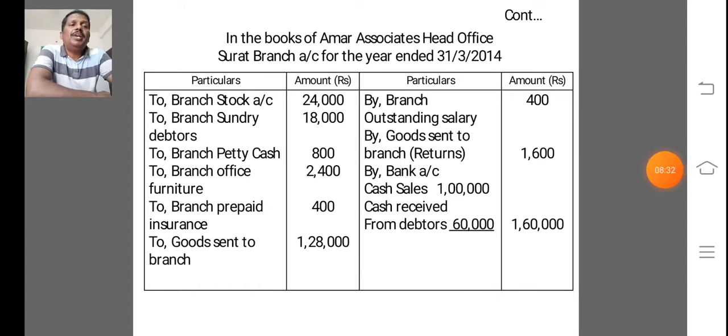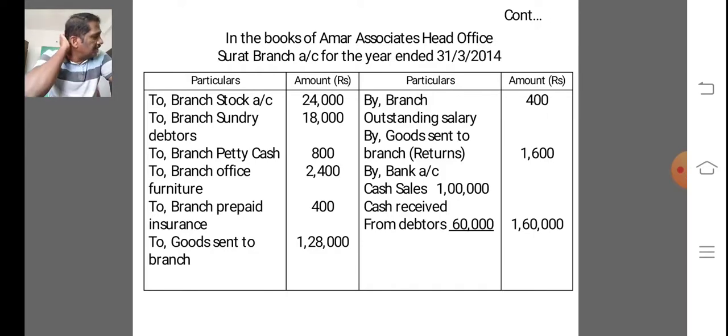Next, we prepare ledger accounts in the books of Amar Associates Head Office, Surat Branch Company for the year ended 31/3/2014. First we debit the branch stock account 24,000, debit the branch sundry debtors 18,000, debit the branch petty cash 800, debit the branch office furniture 2,400, debit the branch prepaid insurance 400. These are the opening assets, these are the opening values which we debited.